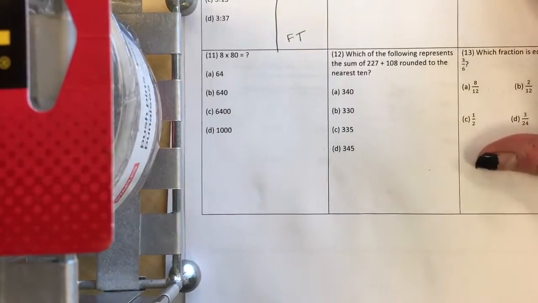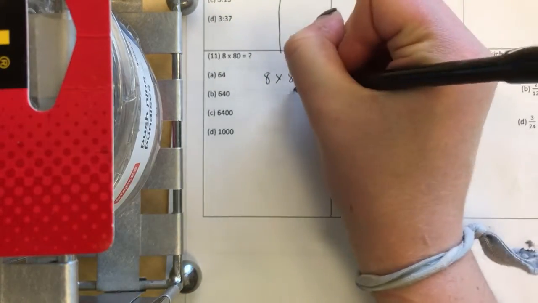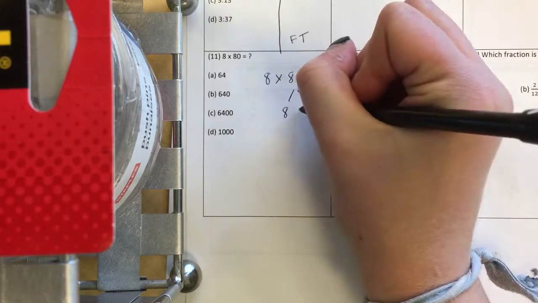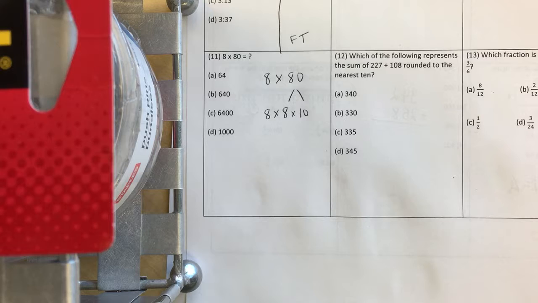Number 11. We have a pretty tough multiplication problem, but we know we can make it much easier for ourselves by breaking down 80 into 8 and 10, and then multiplying across.